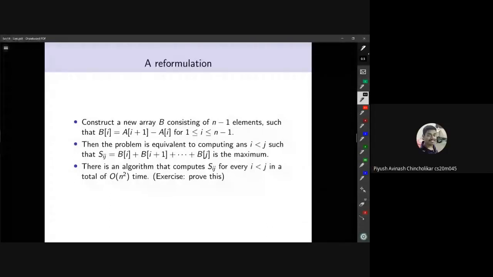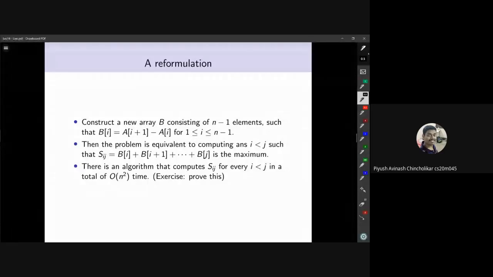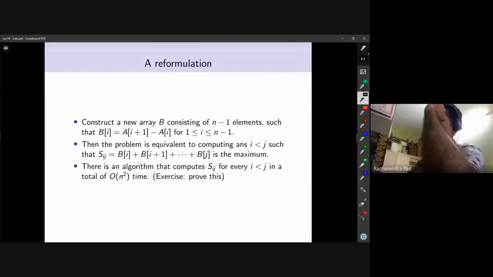So, sir, is it that we want to compute continuous values in an algorithm, so we are using this approach? No, not this approach, because we'll get a better solution soon. We'll come up with a better solution.